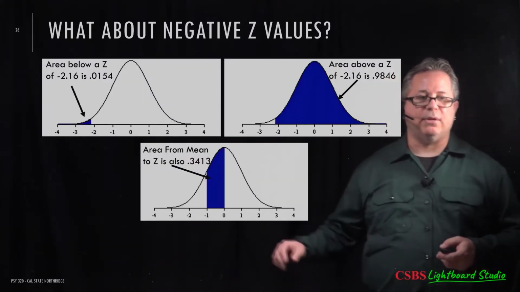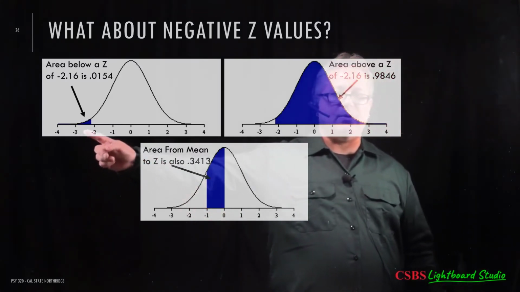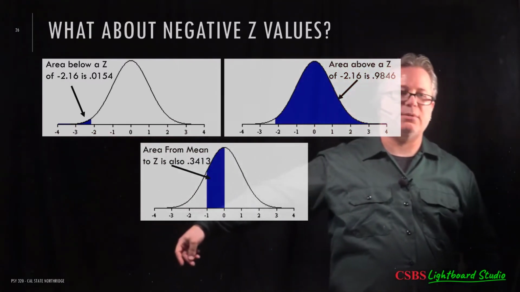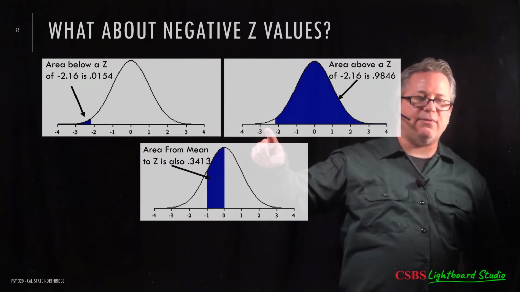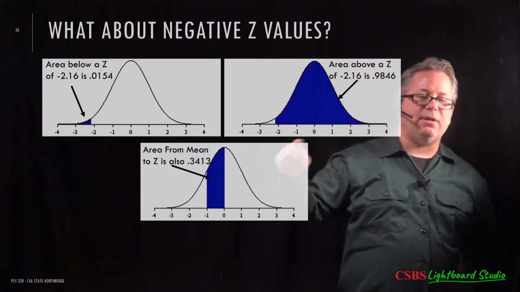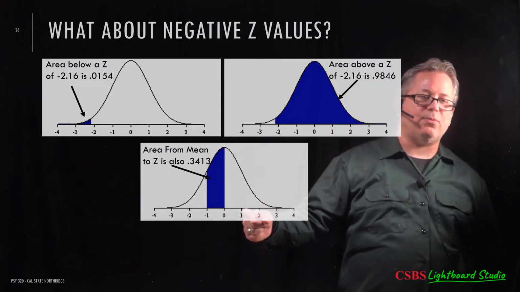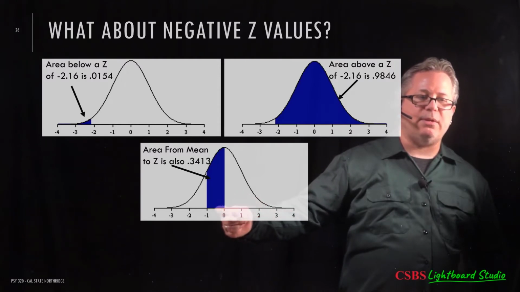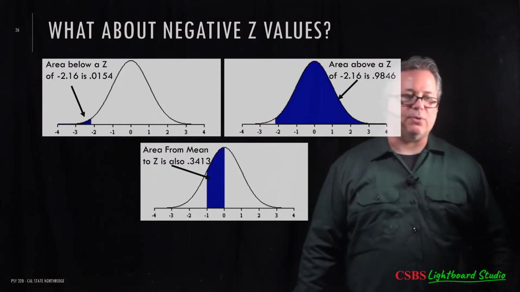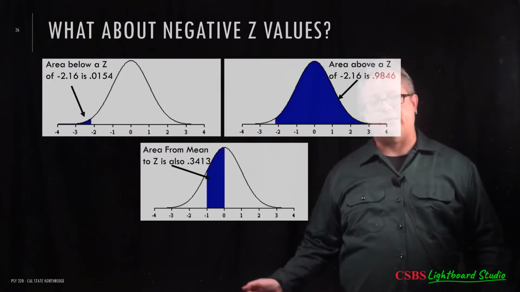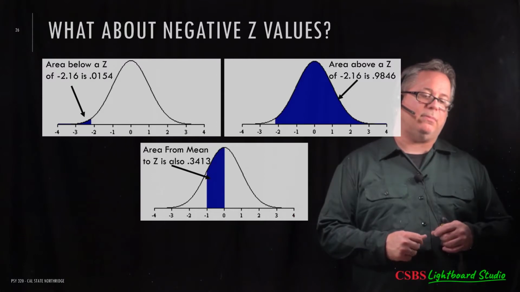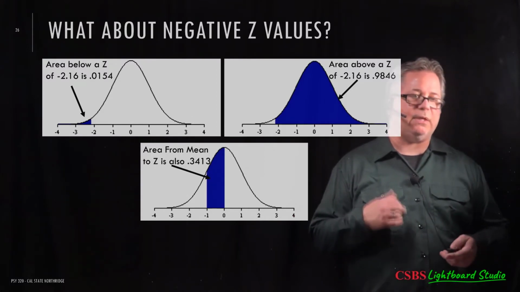So again, what about negatives? Just like the area that was above 2.16 is the same thing as the area below negative 2.16. The area above a negative 2.16 is the same thing as the area below a positive 2.16. The area from the mean to 1 was 0.3413, which means the area from the mean to negative 1 is also 0.3413. It's just illustrating that because it's symmetric, the values that correspond to the positive scores also apply to the negatives, but they're sometimes flipped. So you have to really draw the picture out and figure out what area you're really looking for to keep that straight.